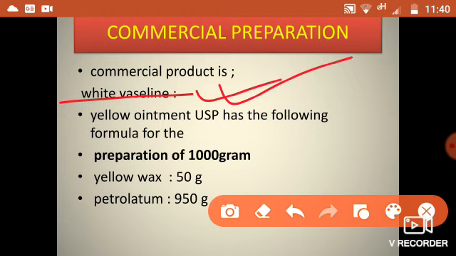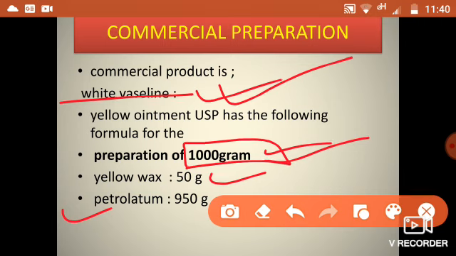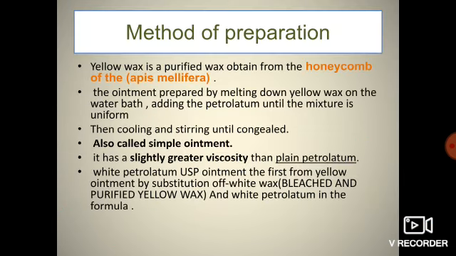Okay, so the yellow ointment USP has the following formula for the preparation. Whenever you are going to prepare 1000 grams of ointment, you need yellow wax 50 grams and petrolatum 950 grams. This is the commercial preparation. How could you mix, how could you get the semi-solid dosage form, and how would you be able to obey the United States Pharmacopoeia's characteristics or desired features? So there is also a method of preparation which is present in the USP. For 1000 grams of ointment, the method which we are going to follow is this.